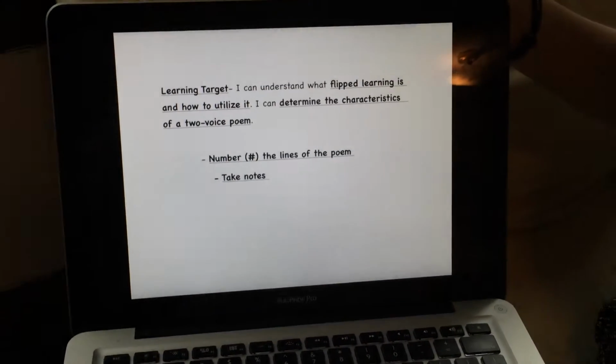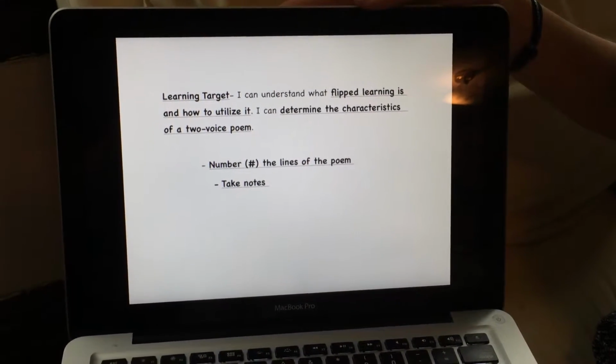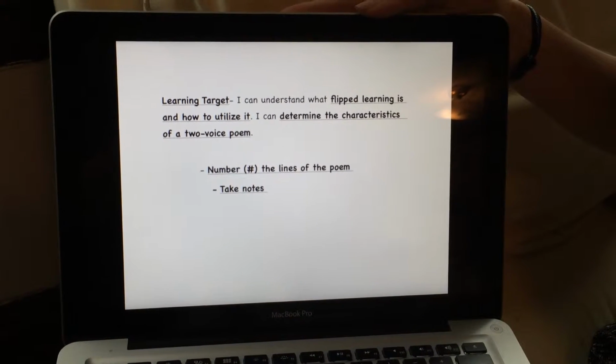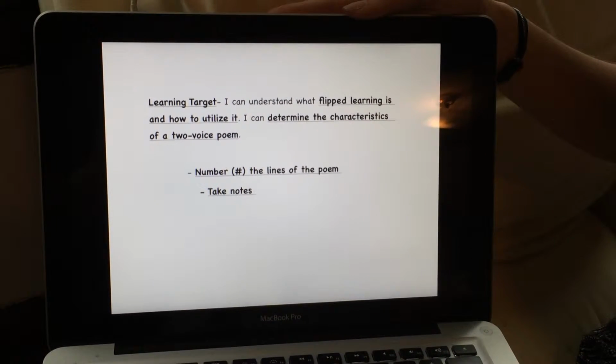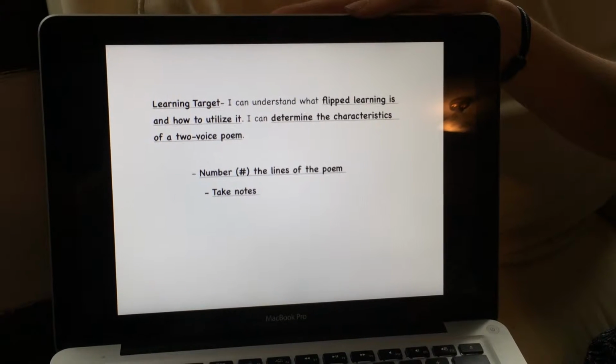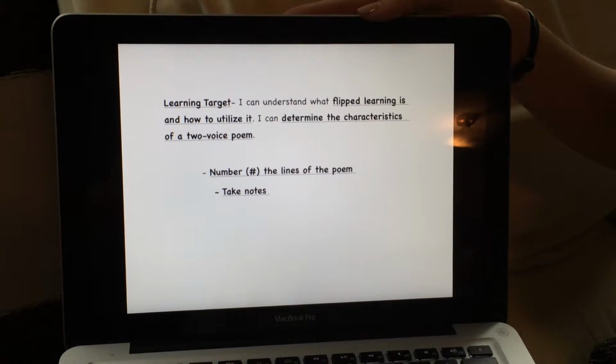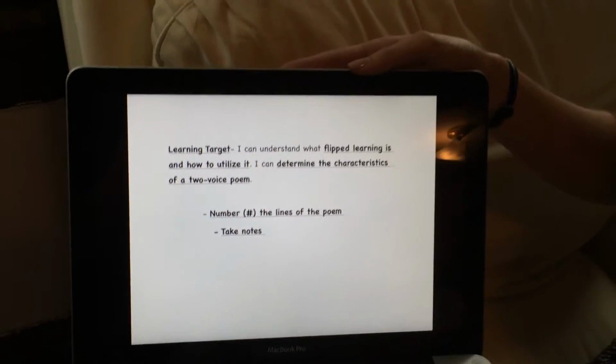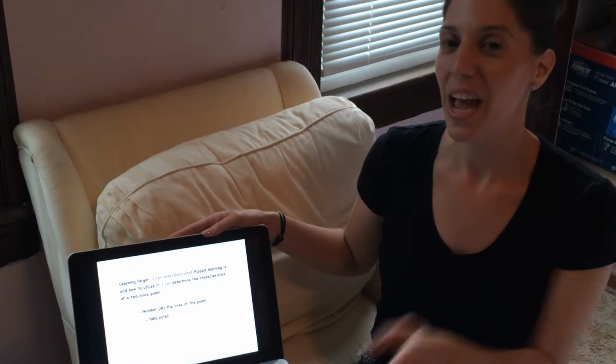So the first thing we're going to do is look at the learning target, which is right here. And you're going to need to copy that down somewhere. And I'll give you a few seconds to do that. So I already explained a little bit about flipped learning. Basically, what it is that you watch videos at home and then you come in and get to interact with your peers and me, of course. And there's no longer sitting in the seat, looking around the room and getting bored. So today is going to be the first time you engage in that.